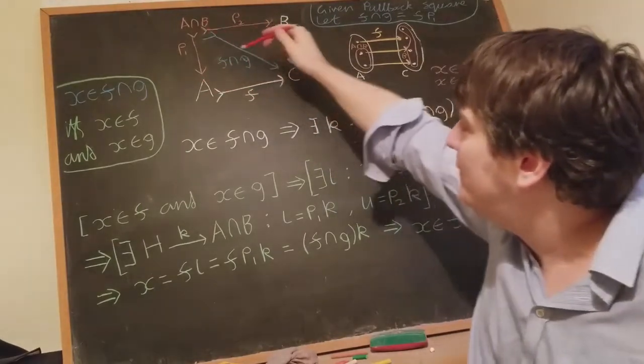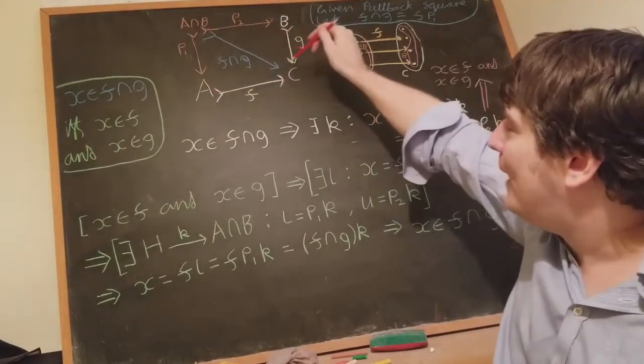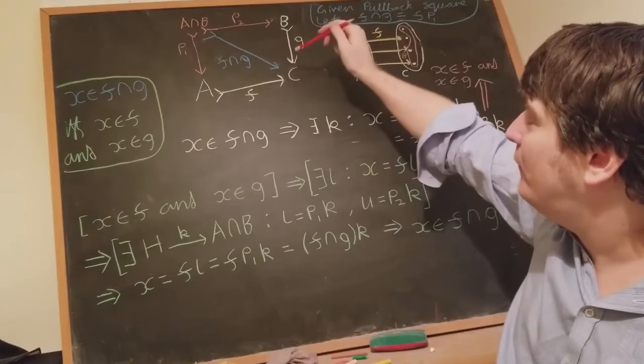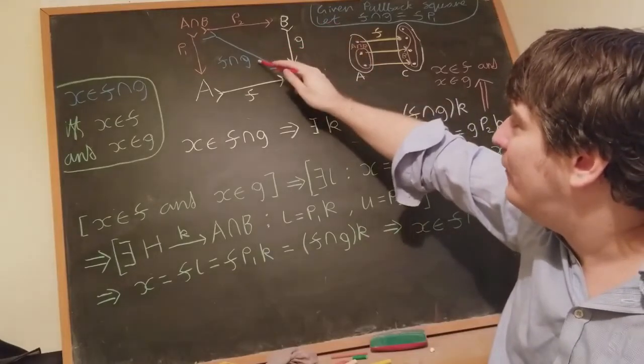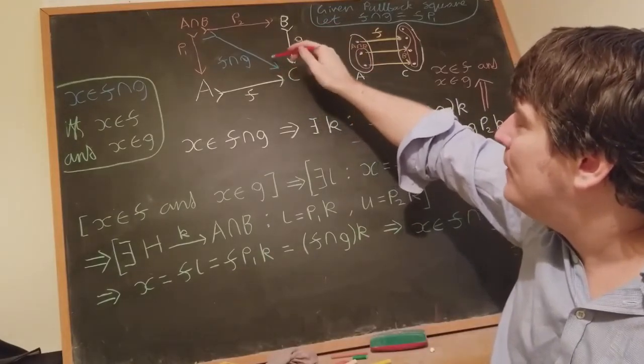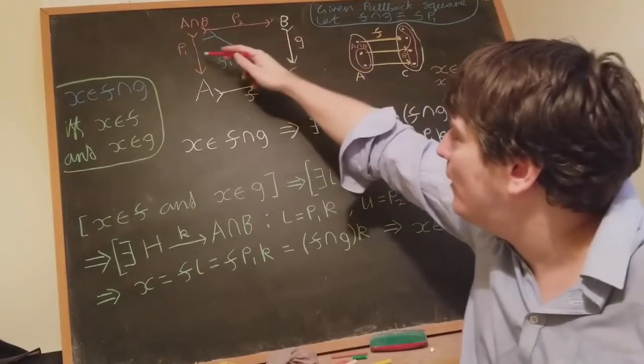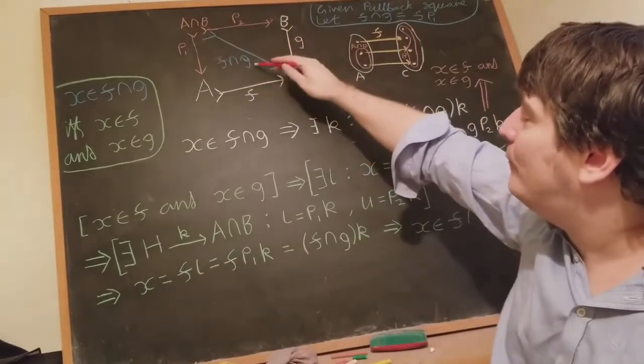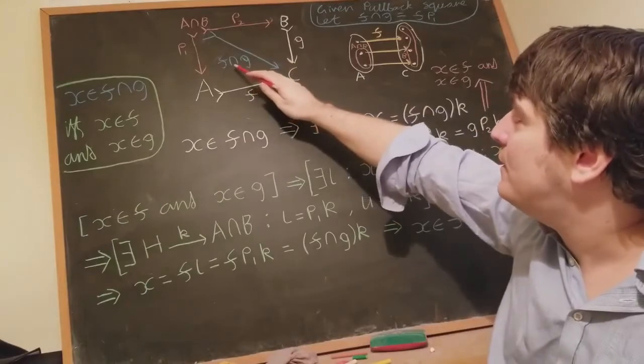If you take this diagonal of the pullback square going into the target of your monics, then that arrow there will be a monic because it's the composition of monics. And we can consider that to be the intersection of F and G.